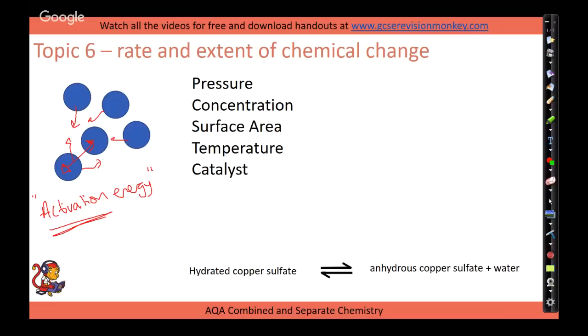There's several different things that we can do to change the rate of reaction. We can increase the pressure. That will increase the rate of reaction. We can increase the concentration, and so will that.